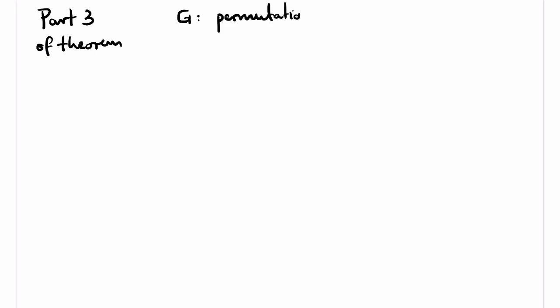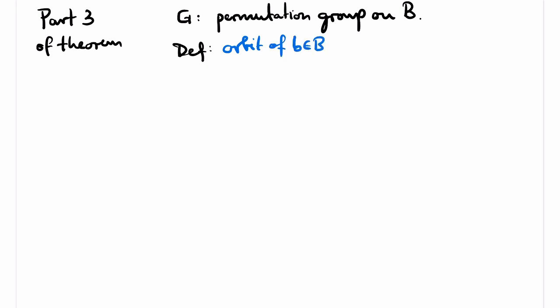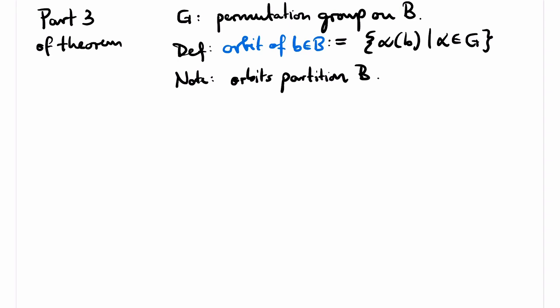Let G be a permutation group. That is, a set of permutations on a set B, which contains the identity map on B, is closed under taking inverses, and which is closed under composition. The orbit of an element little b of capital B in G is the set of all elements of B of the form alpha applied to little b, for some permutation alpha from G. Note that the orbits of G form a partition of the set B.